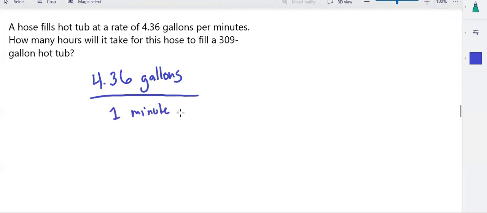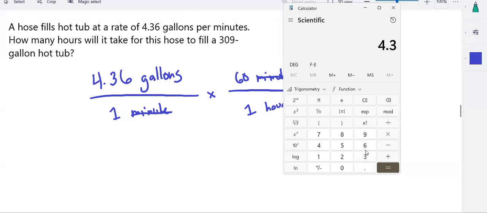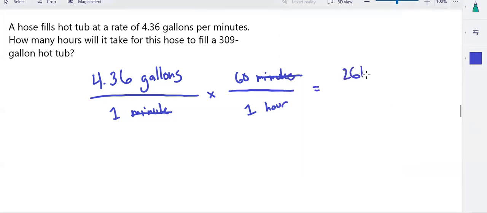To convert this into a gallons per hour, I can do a small conversion string. There are 60 minutes in 1 hour. So if I multiply 4.36 over 1 times 60 over 1, the minutes will cancel out here. My numerator, I'm going to have to do 4.36 times 60. Let's grab a calculator for that. 4.36 times 60. I get 261.6.